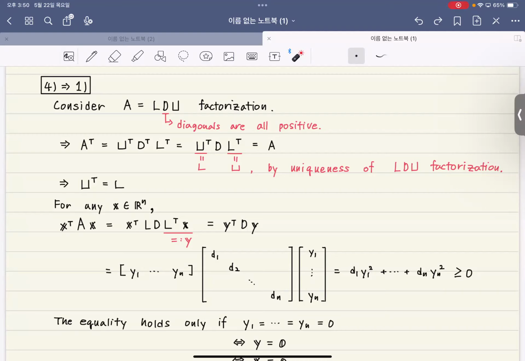Now, I want to prove that A is positive definite. In order to see that, I'll take any random vector x from Rn and compute x^T A x. But we know that A is L D L transpose. I want to declare the vector L transpose x as y. So if this is y, then x^T L is automatically going to be y transpose, right? So this can be written as y^T D y.